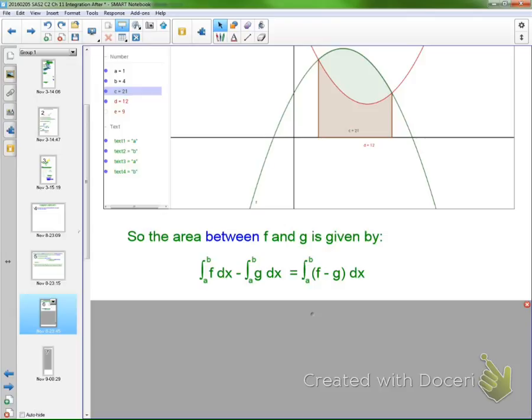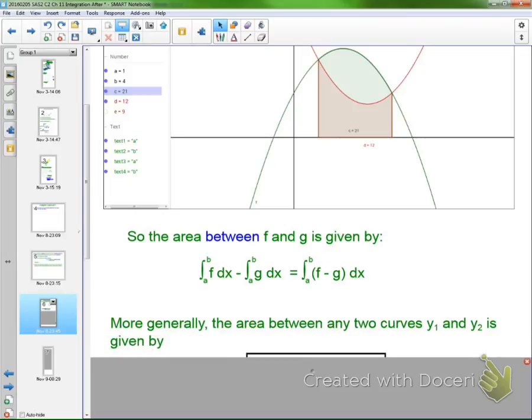So if we subtract the integral of G from the integral of F, we can in fact stick these two together because they have the same limits and are integrating with respect to the same variable, and we get the integral of F subtract G between a and b.